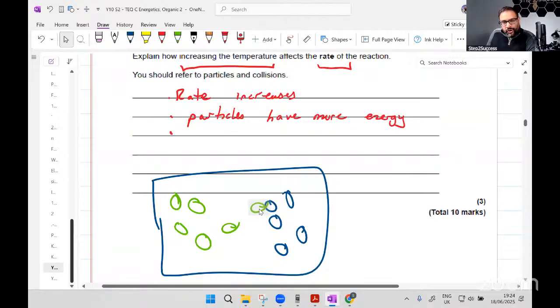If they hit them just right, then they will join together and react to make something else. But sometimes, when they hit each other, they won't react together to make anything. So they won't quite react, and then they have to wait until they hit them again. So they have to kind of hit each other at the right angle, effectively.